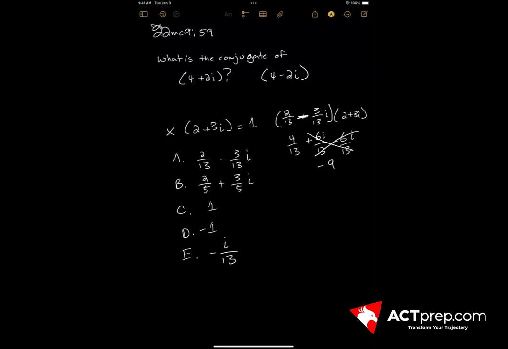9i squared, which is going to make it positive 9, because anytime you have i squared, it's just negative 1. So it's negative 9 times negative 1, which is positive 9, and it is going to be over 13. We have 4 over 13 plus 9 over 13, which is 13 over 13, which is equal to 1, telling us that it is indeed answer A.